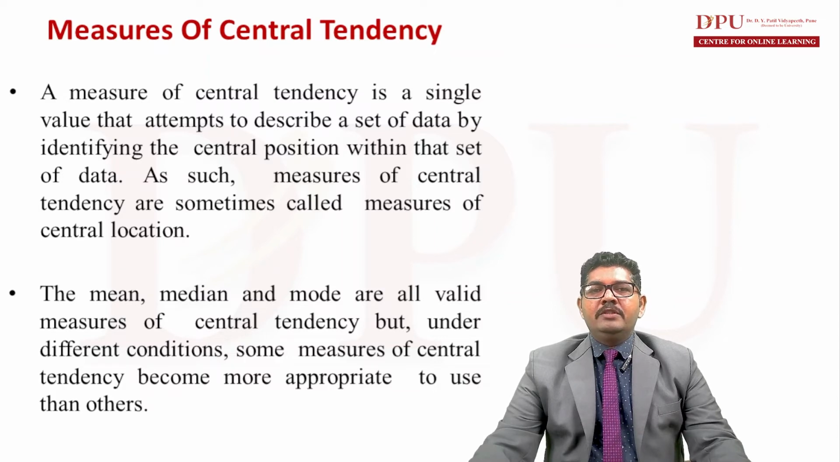So as the measures of central tendency are located centrally, they are sometimes called measures of central location. The mean, median and mode are all valid measures of central tendency, but under different conditions. So there are different conditions under which we should use mean, median and mode. Some measures of central tendency become more appropriate to use than others in certain situations.